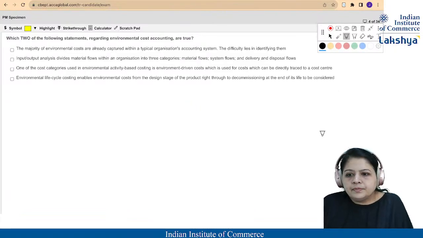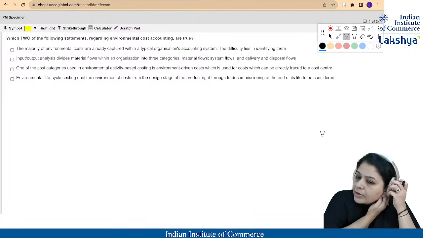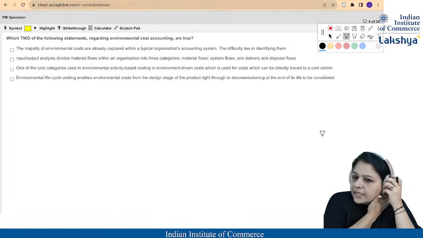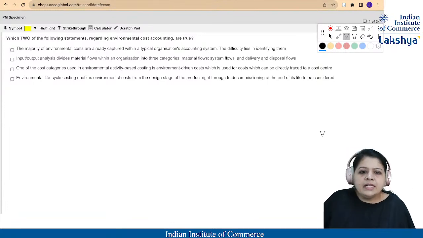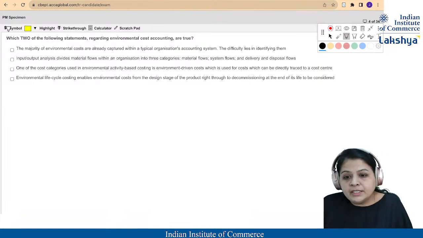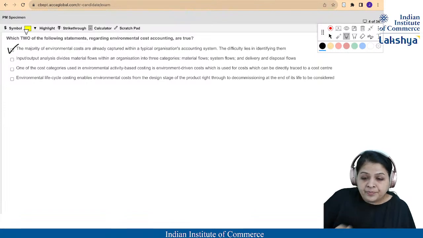Theory question. Which of the two statements regarding environmental costing are true? Now, if you know which are true in any question, well and good. Otherwise, you can always use the art of elimination. That means what is incorrect. The majority of environmental costs are already captured within a typical organization's accounting system, and difficulty lies in identifying them. That is very true. Environmental cost is something which you cannot find out easily.